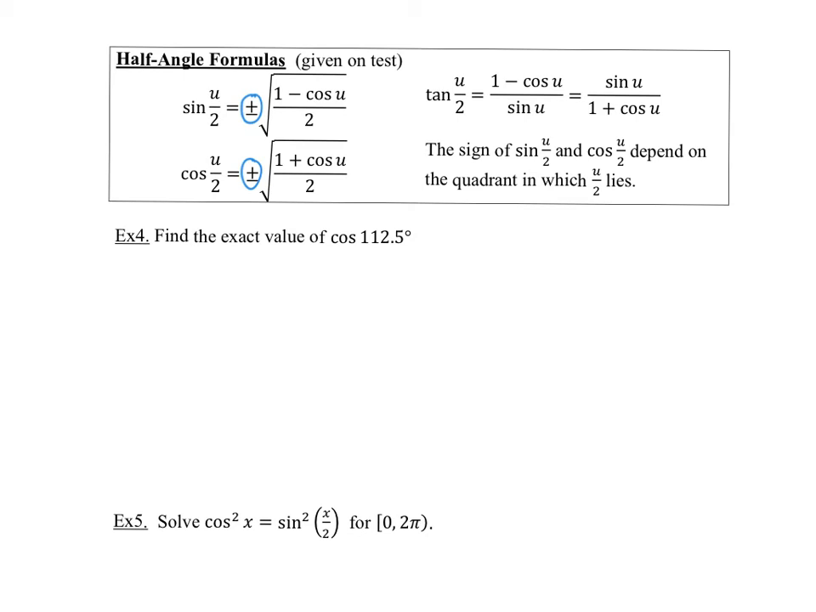Example 4 says find the exact value of cosine of 112.5, which I don't know what that is, but I'm guessing it's half of some useful angle. Before I even start, I'm going to determine the sign for cosine of 112.5. That's in quadrant 2, so the cosine's negative. So I already know the sign. There's no plus or minus nonsense.